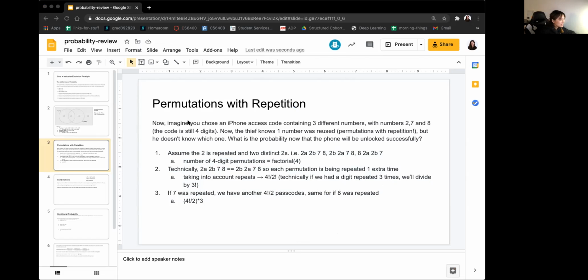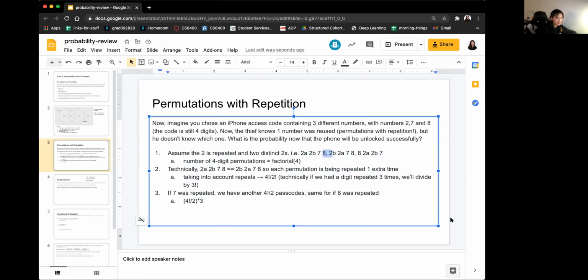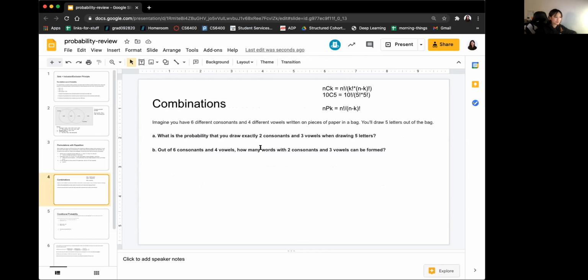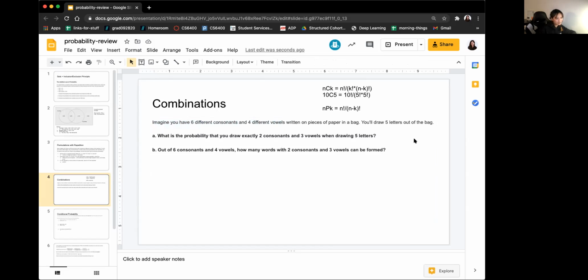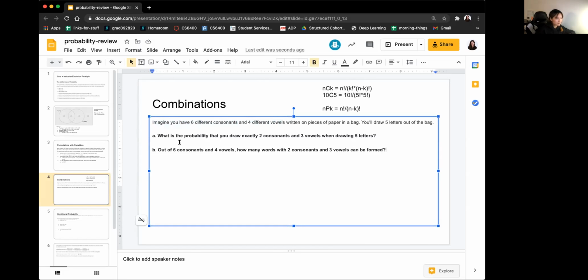All right, so the next one is combinations. And remember, in permutations the order of my 2's and 7's and 8's mattered, whereas in combinations, it doesn't. The question here is, imagine that you have 6 different consonants and 4 different vowels written on pieces of paper in a bag. You'll draw 5 letters out of the bag, and then we have to solve these probabilities. What's the probability that you can draw exactly 2 consonants and 3 vowels when drawing 5 letters? And then out of 6 consonants and 4 vowels, how many 2 consonant, 3 vowel words can be formed?